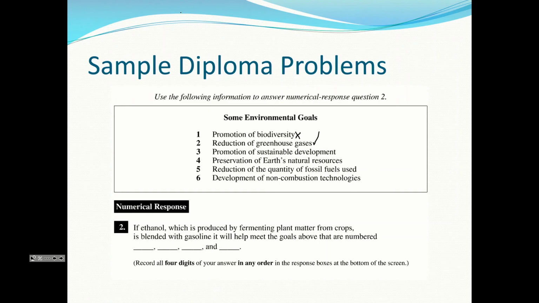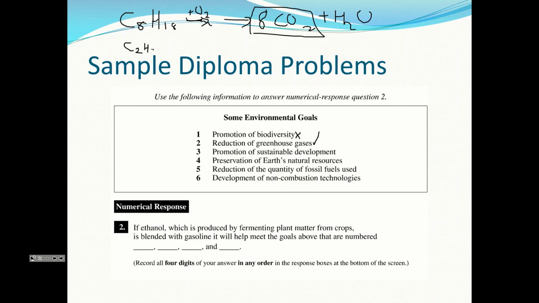It will reduce greenhouse gases, and the reason why is, if we burn octane, which is gasoline, we need oxygen. If we're balancing this, we need 8 carbons, so we produce 8 CO2s. If we burn ethanol and we're balancing it, it still makes CO2 and H2O, but we only make 2 CO2, so it would make less greenhouse gases because there's less carbon in there.